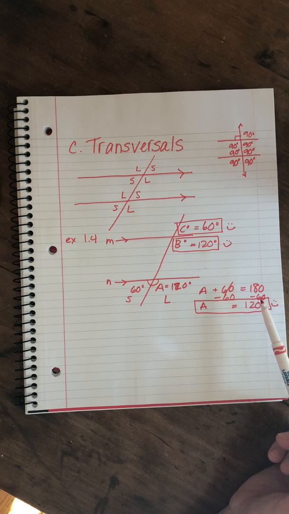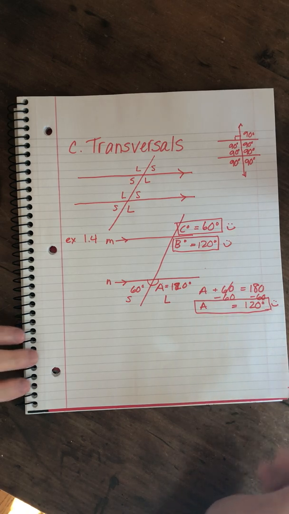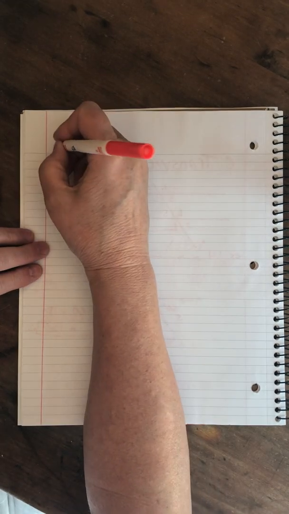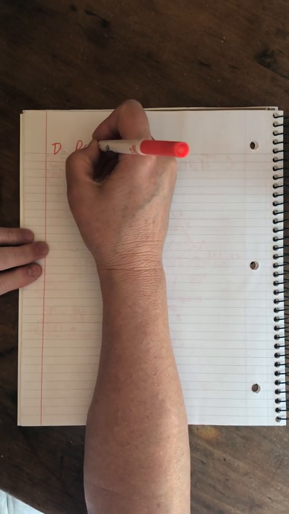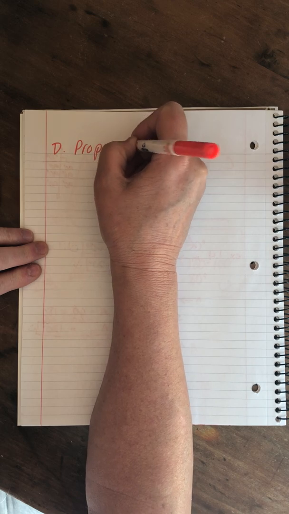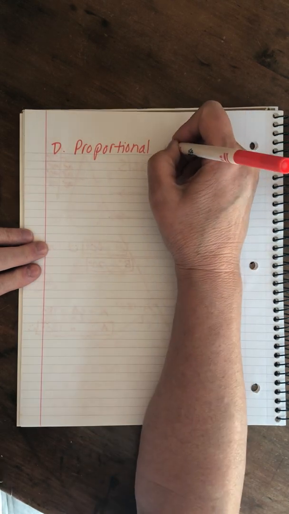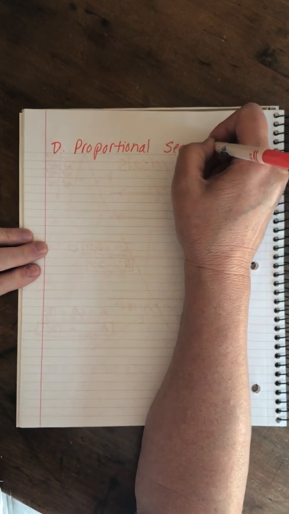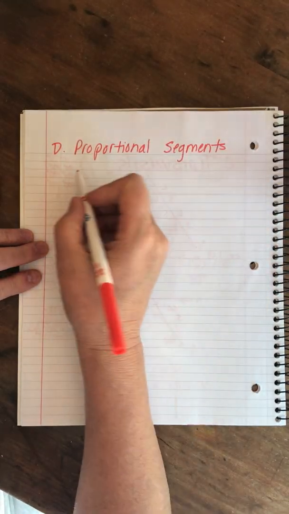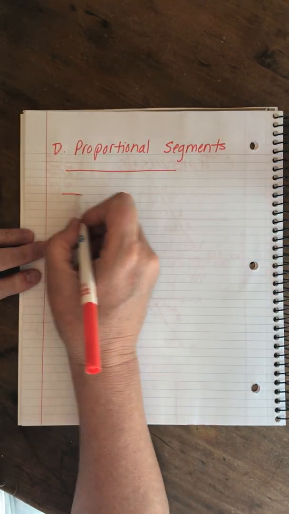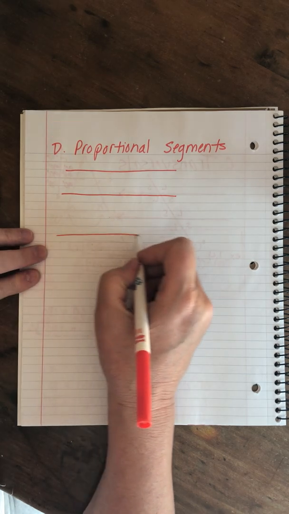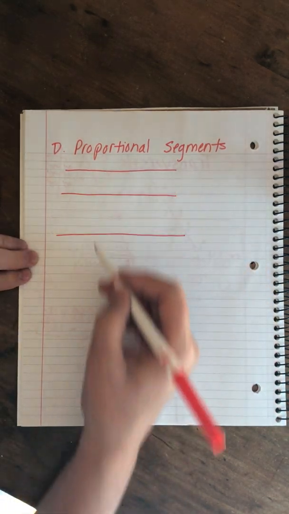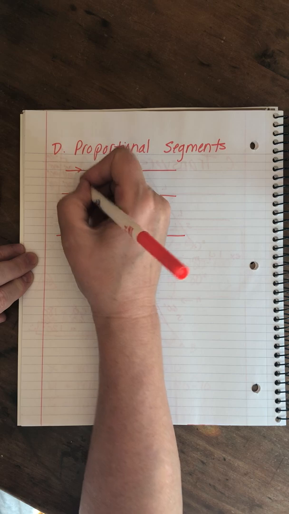All right. Are you ready? We have one more topic. I'm going to flip for this. And this is building on the idea of transversals. This topic is called proportional segments. And what happens is that we start with the parallel lines, only this time we're going to have 3 of them, and they're not equally spaced, but they are parallel.